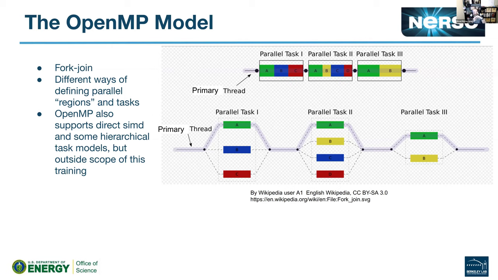So that at different points, maybe you have a different number of threads that you'll spawn, you have different numbers of tasks for the different threads, but that's the idea. We'll do some serial execution, then we'll spawn threads and do parallel execution, and then come back together and do serial execution, and so on.